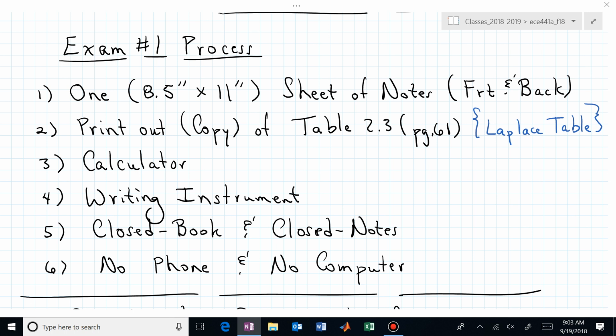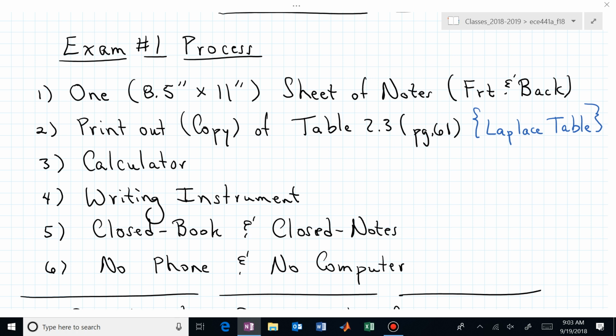You can also print out a copy of table 2.3. That's the Laplace transform pair table in the textbook, and that particular page is actually on the website if you need that specific table. I really would prefer everybody having the same table and we all are referring to the same pairs when we talk about Laplace transforms. You can bring a calculator.